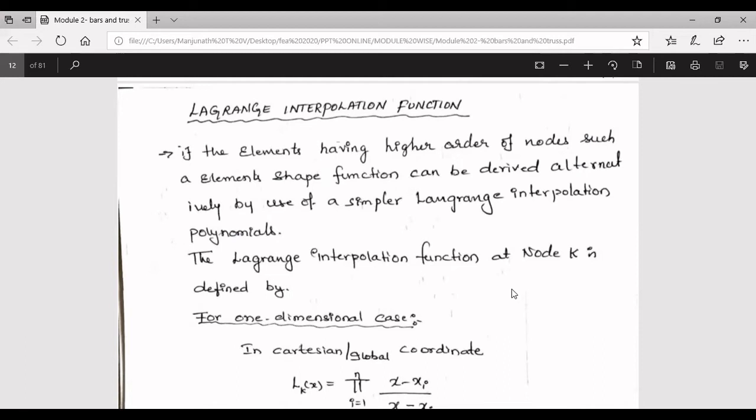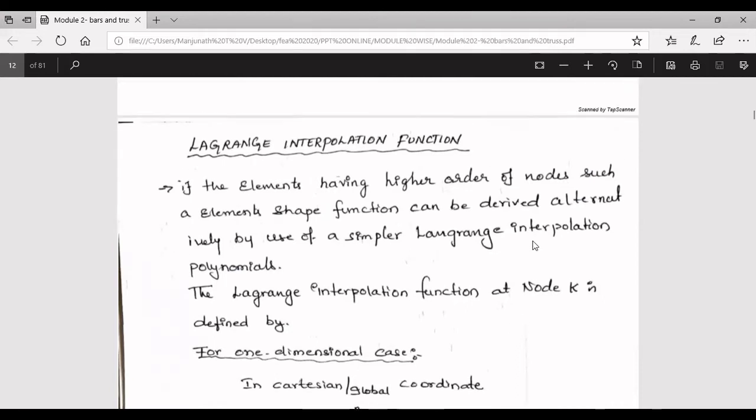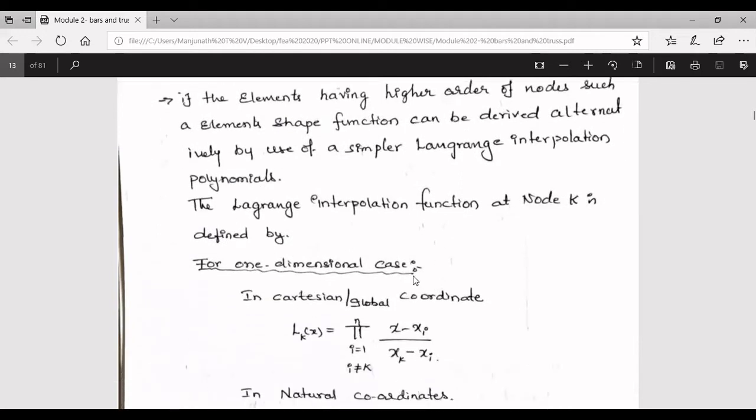If the element has a larger number of internal nodes, then the element becomes a higher order element. For higher order elements with more nodes, the easiest way to find the shape function is by using the Lagrange's interpolation function. Now we can see the Lagrange's interpolation function for the one-dimensional case.